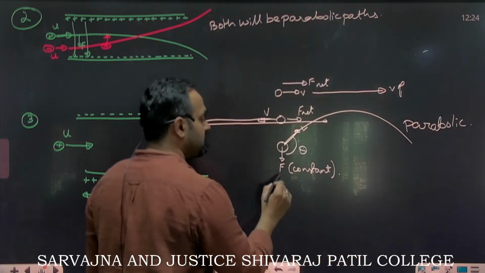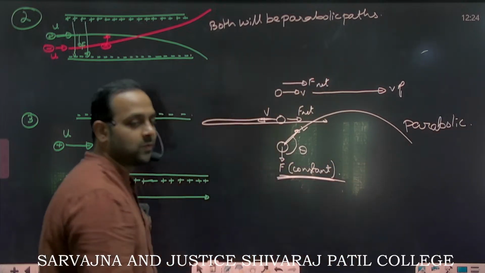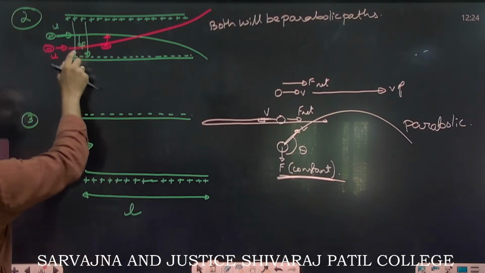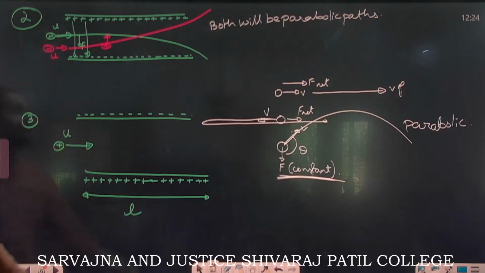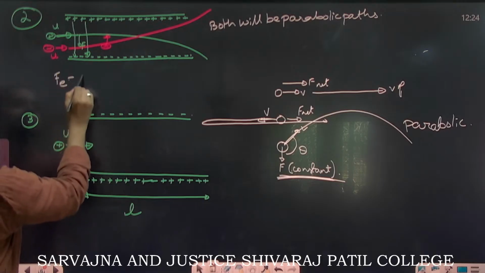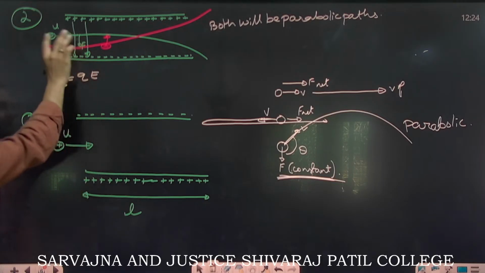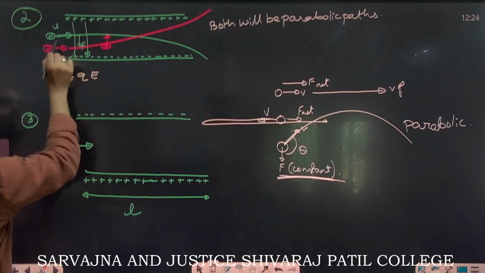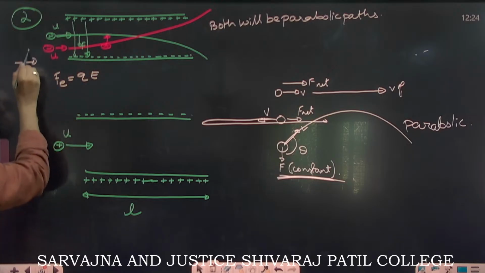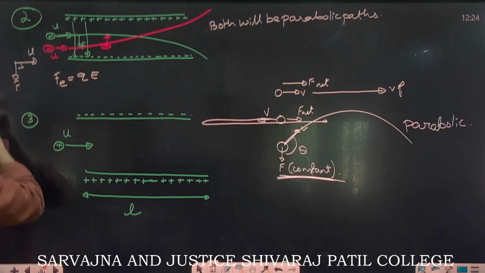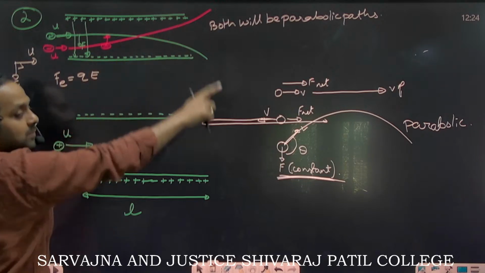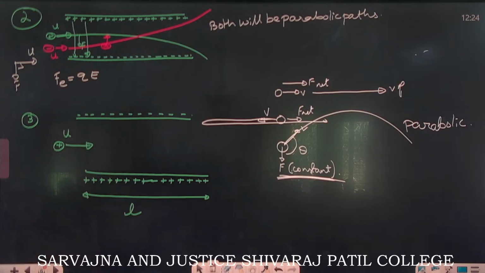For a parabolic path, the force must be constant. So look at this: the charge is constant, the electric field throughout this region is constant, which means the electric force, equal to Q into E, will be constant. Since it is constant, what is the angle between velocity and force? 90 degrees. So which path will it take? Both of them will take a parabolic path.